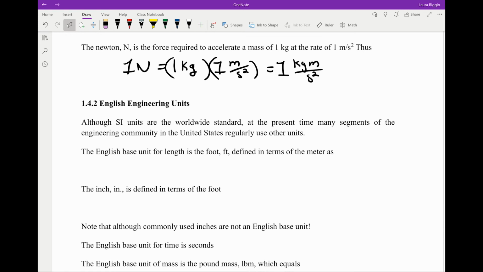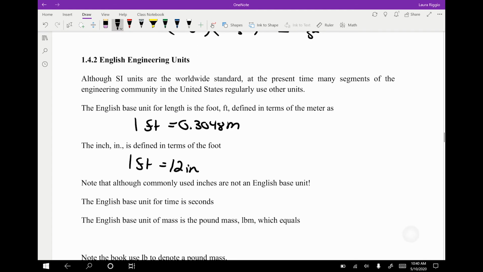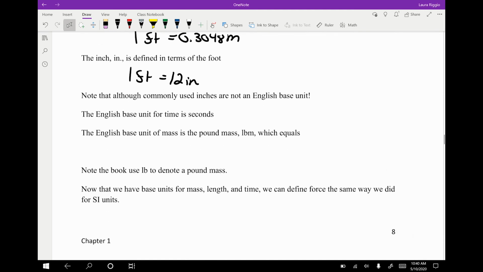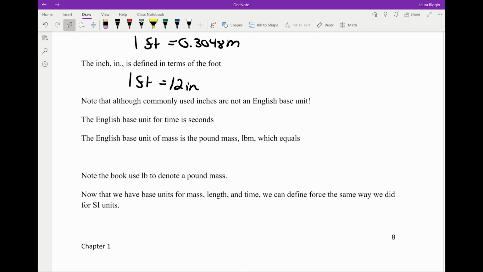The English base unit for length is the foot, not inches. So 1 foot is equal to 0.3048 meters. 1 foot is also equal to 12 inches. Again, the foot is the base unit of length in the English system, not inches, even though inches are commonly used. The base unit for time in the English system is still seconds.